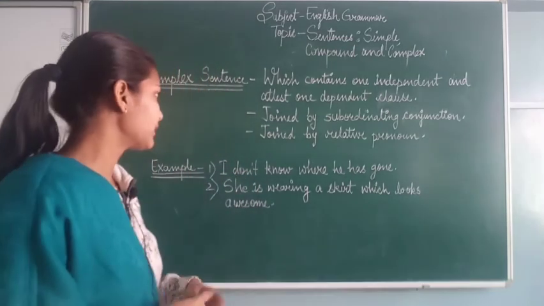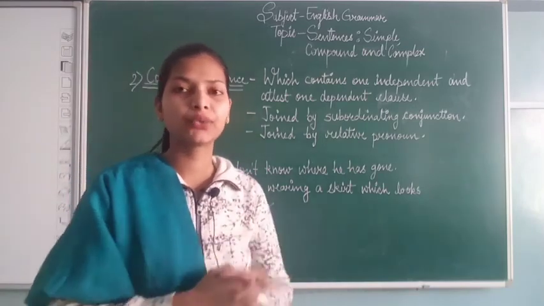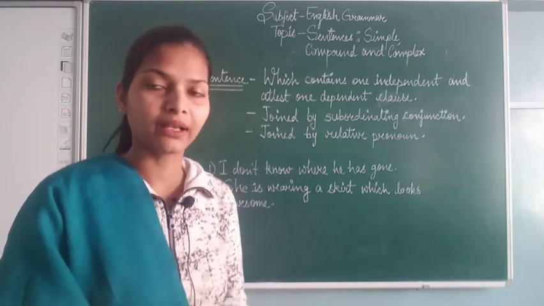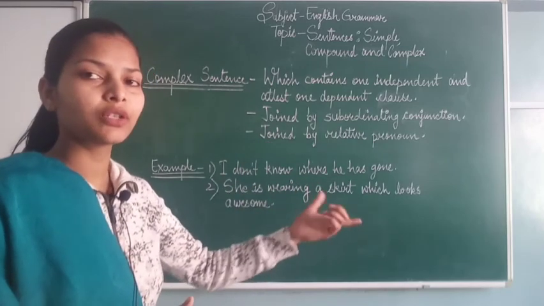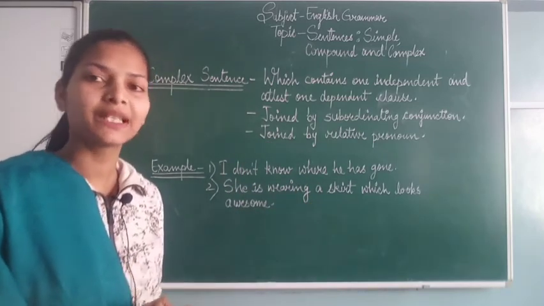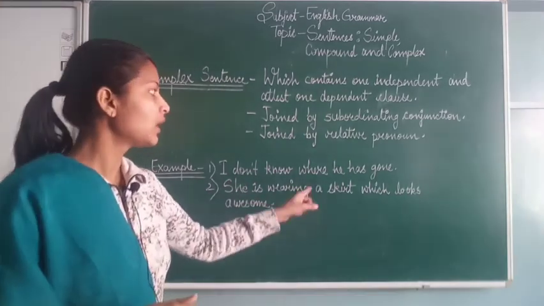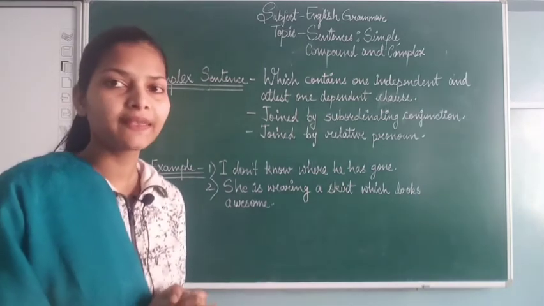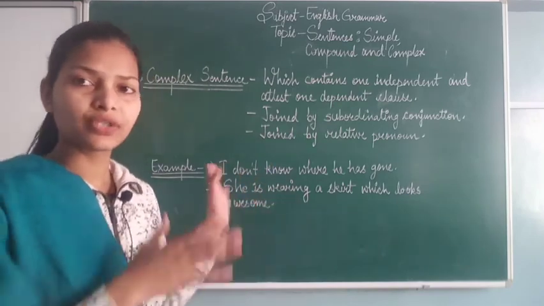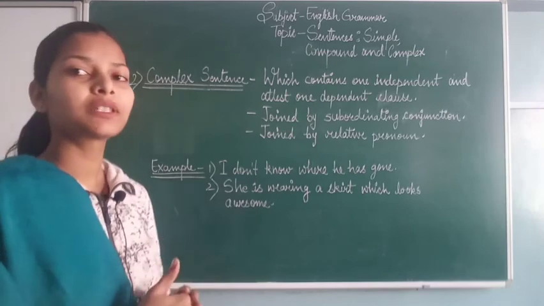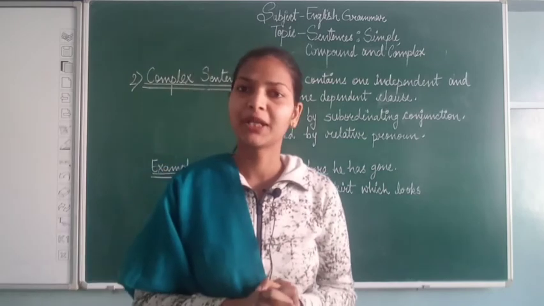The very first one here, I don't know where he has gone. So it's clearly shown that these two clauses are not of equal rank, as I don't know is the main clause, where he has gone is the subordinating clause which is dependent on the main clause for its complete meaning. And the very same thing in the second sentence also, she is wearing a skirt which looks awesome. In this sentence, which is the relative pronoun, and she is wearing a skirt is the main clause, and which looks awesome is the subordinating clause, which is dependent again on the main clause for its complete meaning.